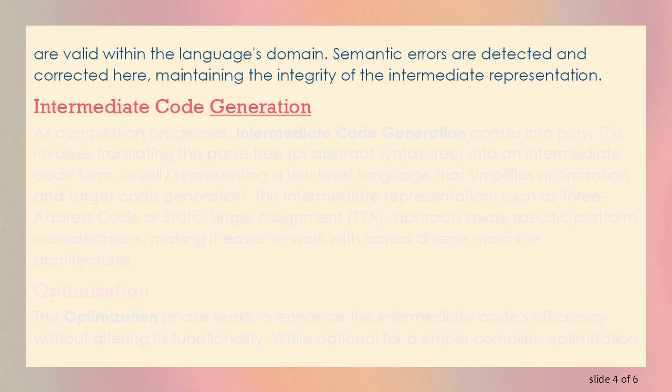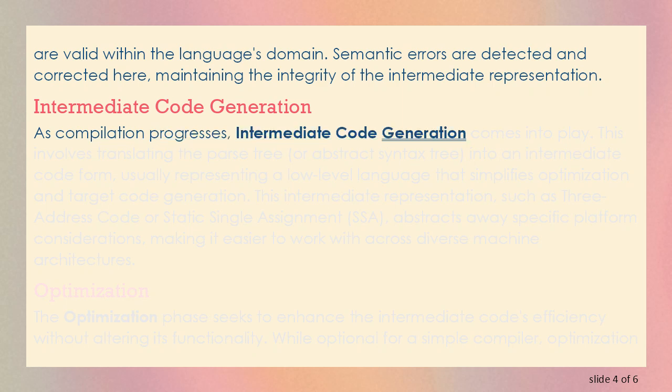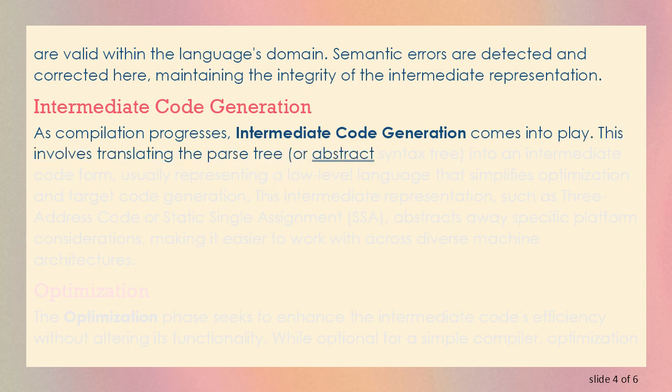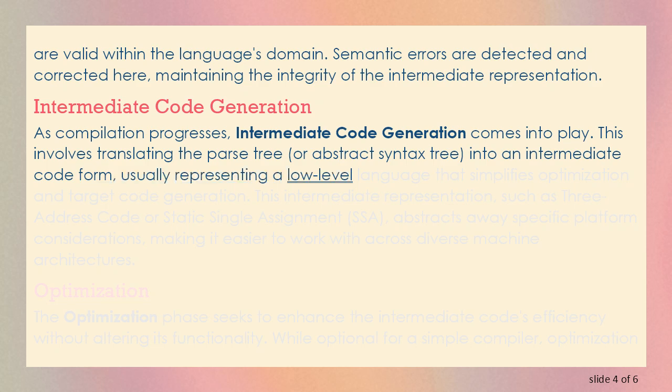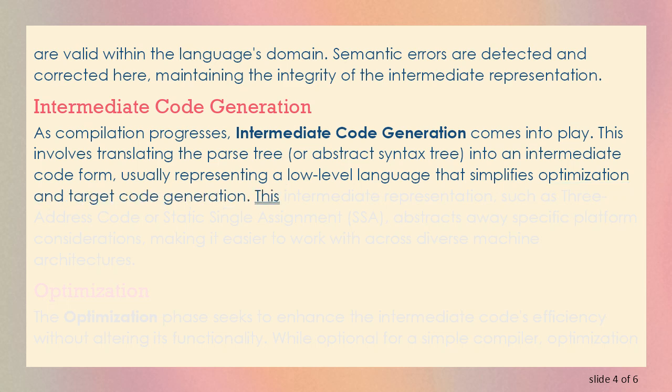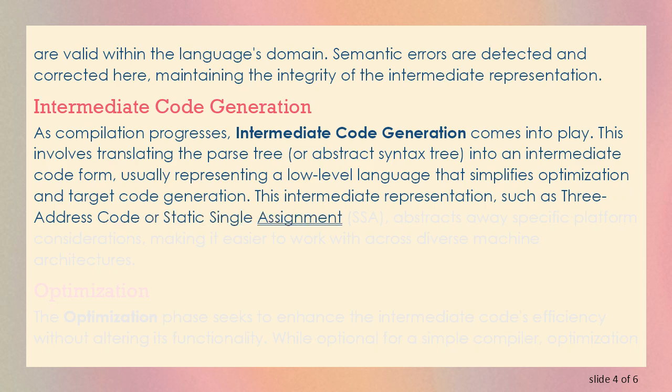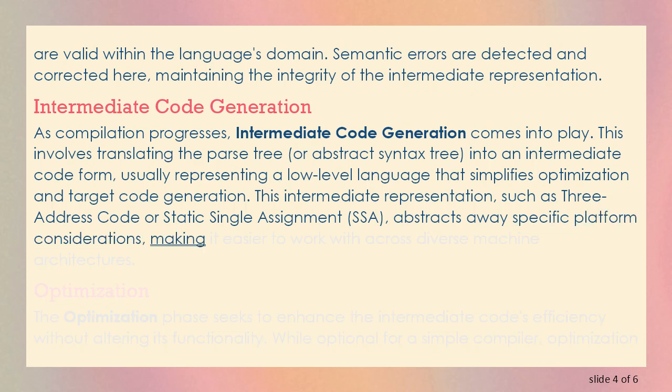Intermediate code generation. As compilation progresses, intermediate code generation comes into play. This involves translating the parse tree, or abstract syntax tree, into an intermediate code form, usually representing a low-level language that simplifies optimization and target code generation. This intermediate representation, such as three-address code or static single assignment (SSA), abstracts away specific platform considerations, making it easier to work with across diverse machine architectures.